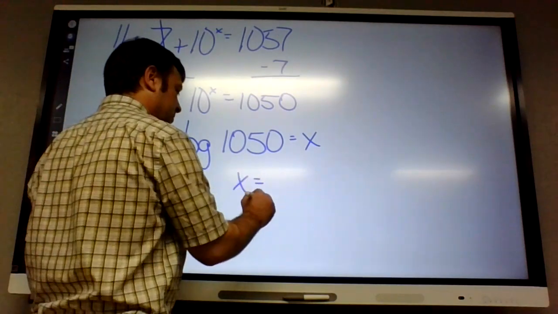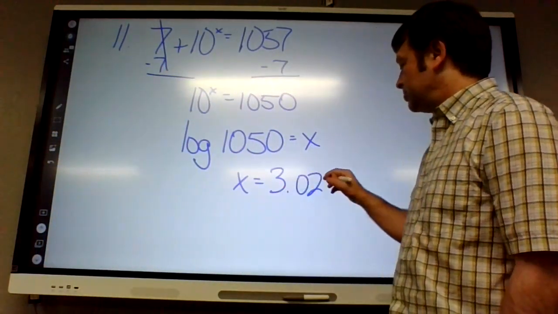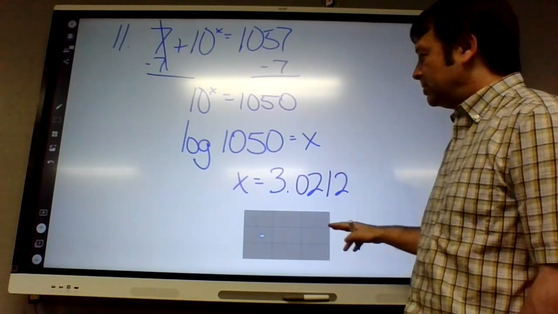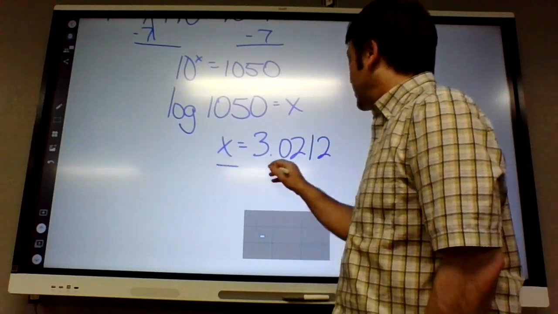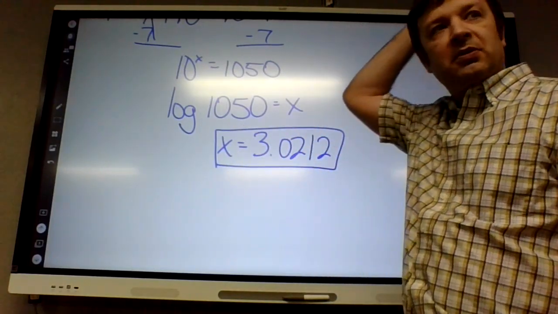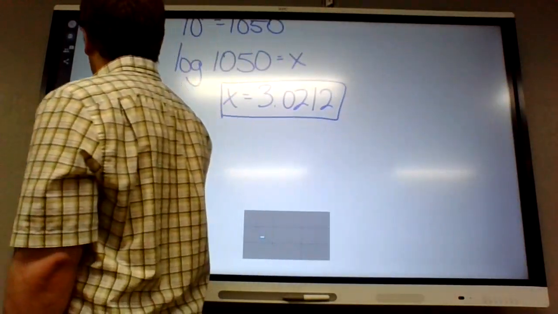What's this one come out as? 0.0212. Okay, I think that sounded right. I can't remember it. And you said 3.021. I just couldn't hear the last part.